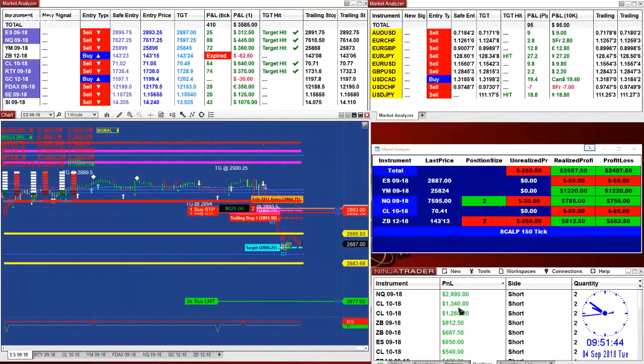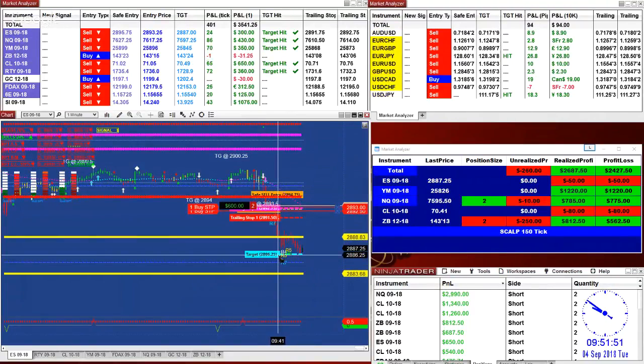So right now we have on this ES trade based on the last signal. If we notice here, we got the target.